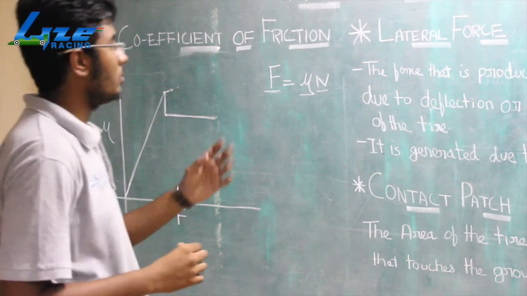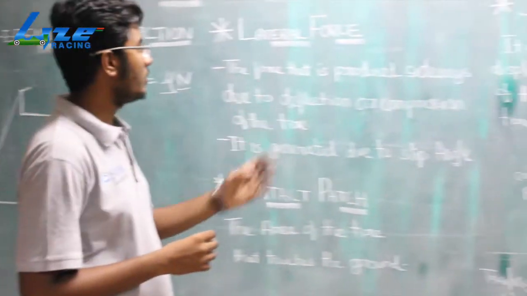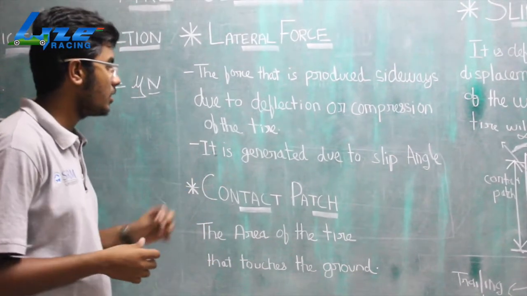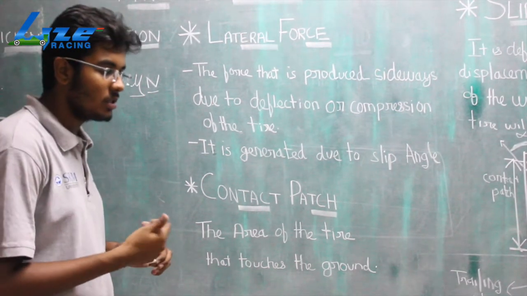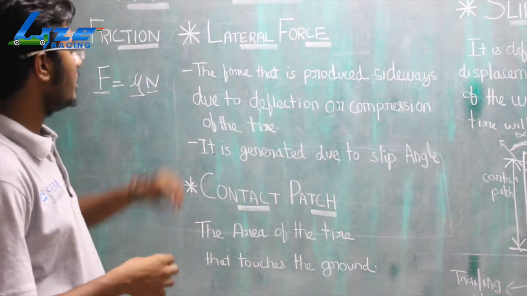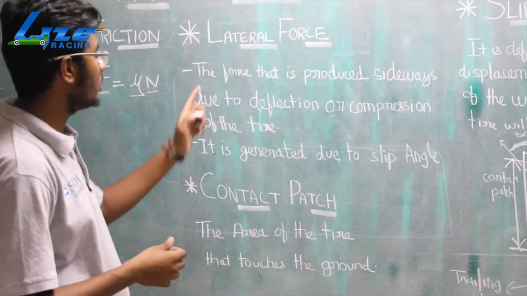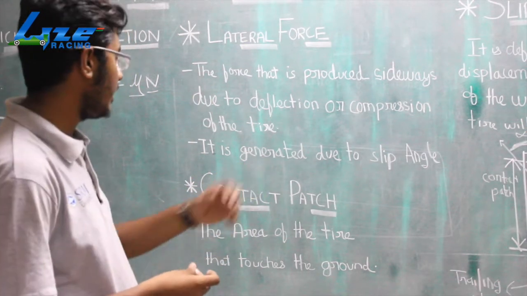Now let us go to the lateral force. The force that is produced sideways due to the deflection or compression of the tyre is known as the lateral force. While we corner, there is a cornering force that is actually the lateral force. This lateral force is generated by the slip angle, which we'll study next.